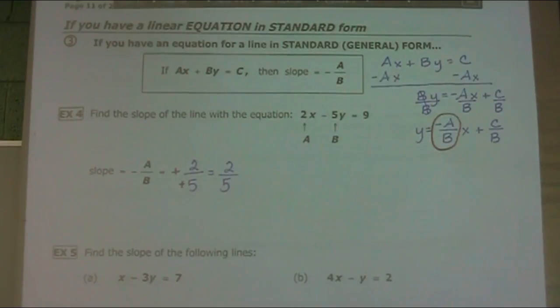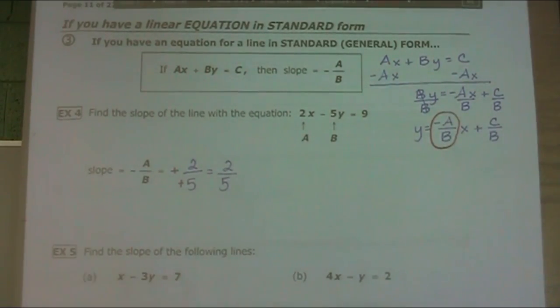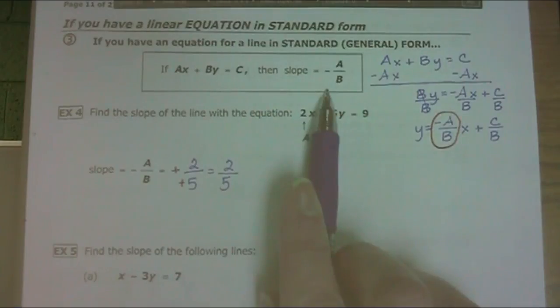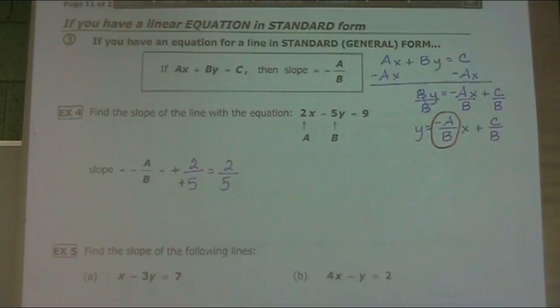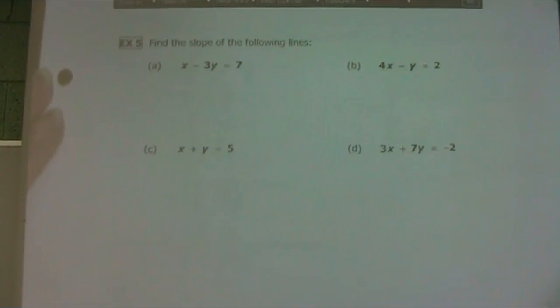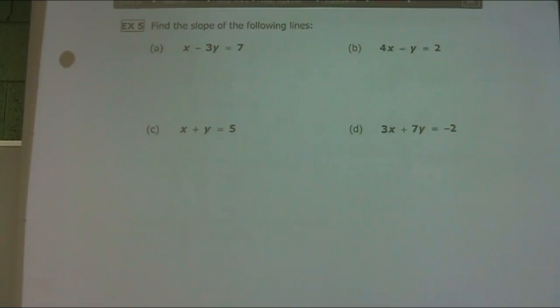Now, if I take this equation in standard form and I rewrite it in slope-intercept form, I will also find that my slope is 2 over 5. So when you have an equation in standard form, you now have two options. You can either use this formula, slope equals negative a over b, or you can rewrite the equation in slope-intercept form and use the coefficient of x as your slope. On this page, what I'd like us to do is practice using this formula. So let's go down to example 5, and I have 4 equations where we're going to do this.